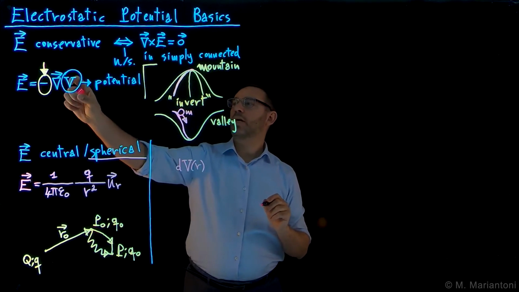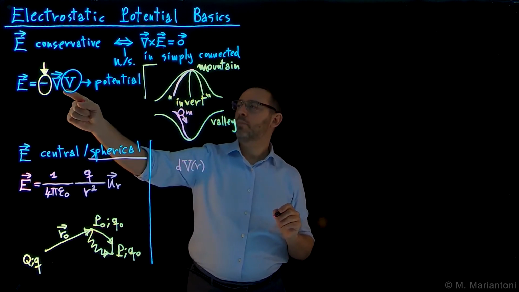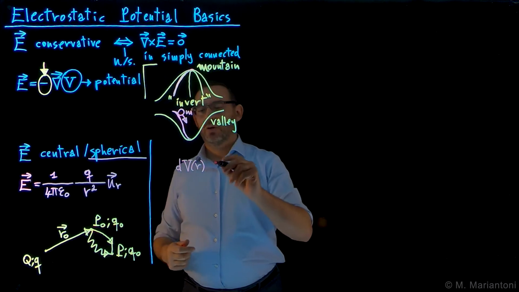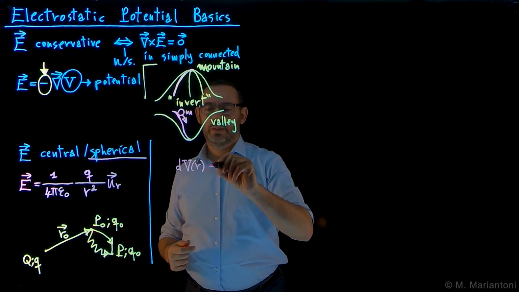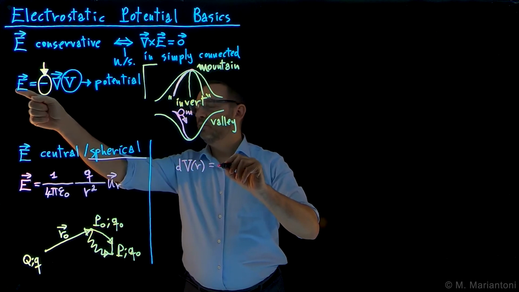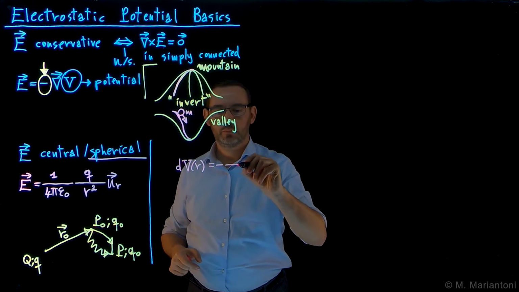So I took the numerator of the gradient in a spherical coordinate system, which is d of V of r, okay? Remember that this has to be derived with respect to dr. So this has to be equal to minus, we bring it to the other side, so it's minus 1 over 4 pi epsilon naught.